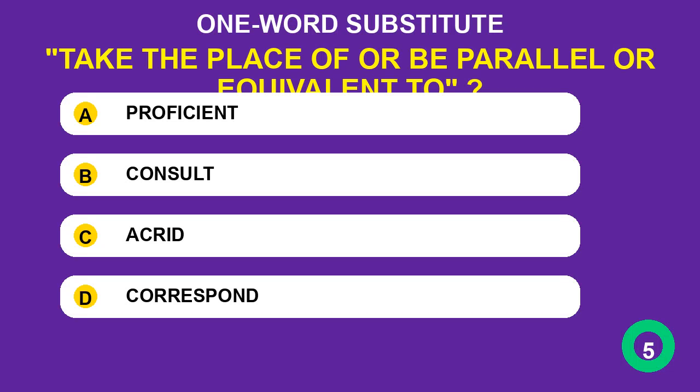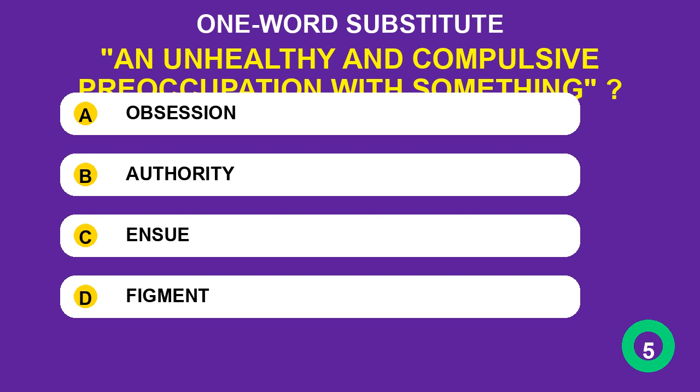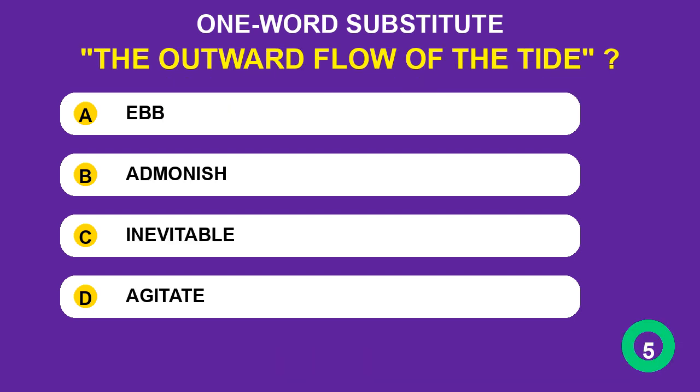What is the one word for, take the place of or be parallel or equivalent to? The correct answer is correspond. What is the one word for, an unhealthy and compulsive preoccupation with something? The correct answer is obsession. What is the one word for, the outward flow of the tide? The correct answer is ebb.